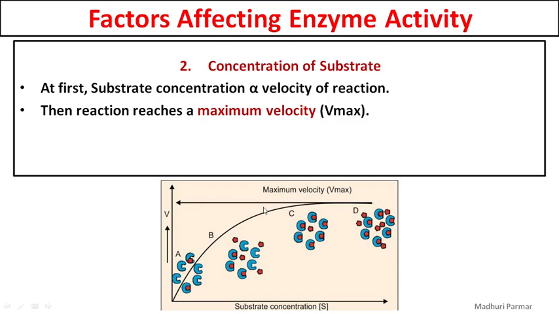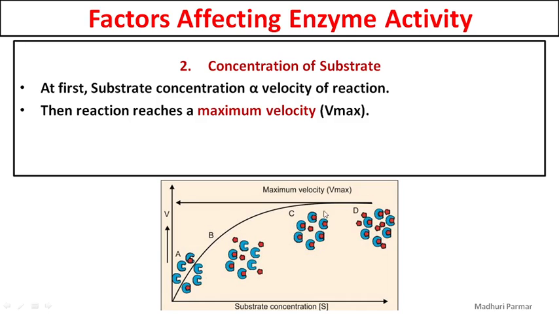Now just look at this diagram again. At the beginning, these blue colored C-shaped molecules are your enzymes, and the red colored ones are your substrate. So at the beginning, the substrate concentration is comparatively lower than the enzyme. So more and more substrate gets added, more and more reaction will move forward. You can see more products being formed, and this is the rate of reaction. It will keep on increasing. So this is point B, where there is comparatively more substrate for the enzyme to work on.